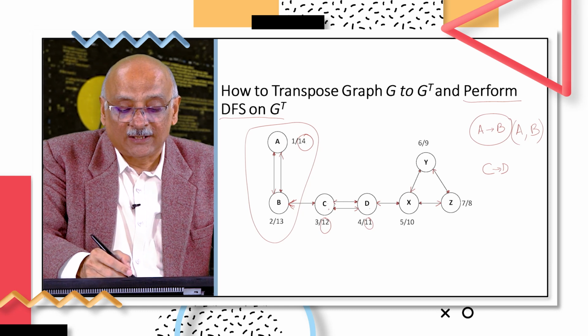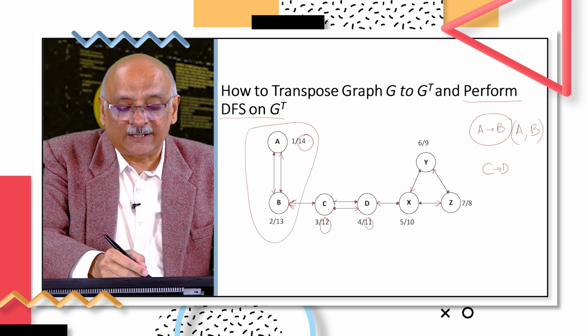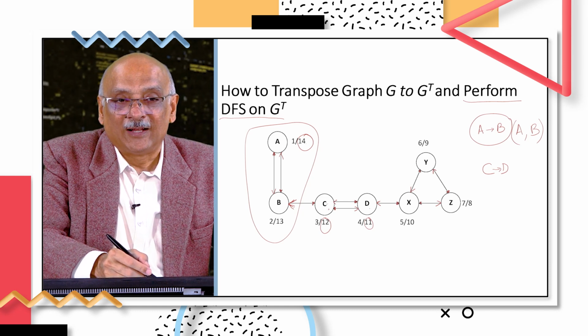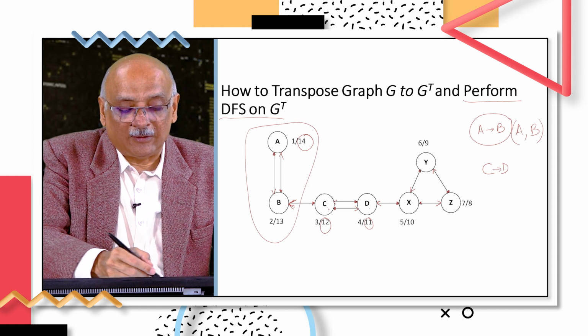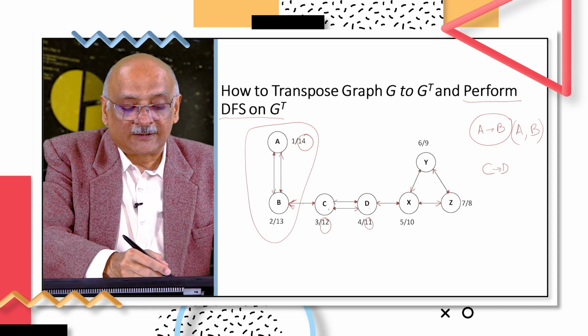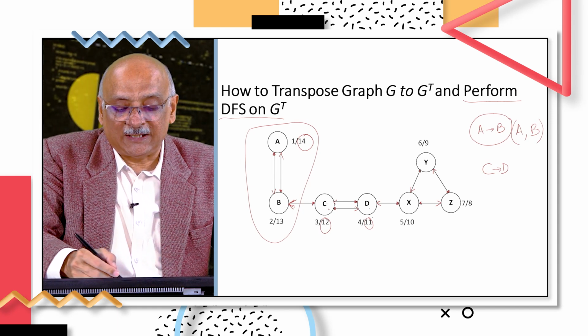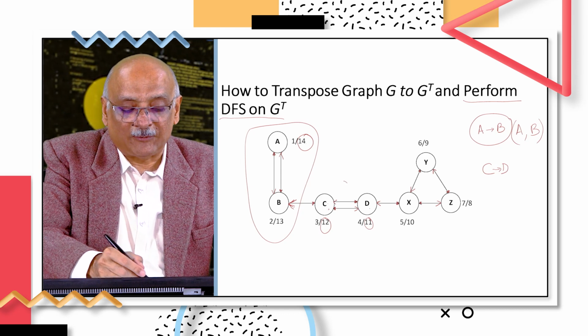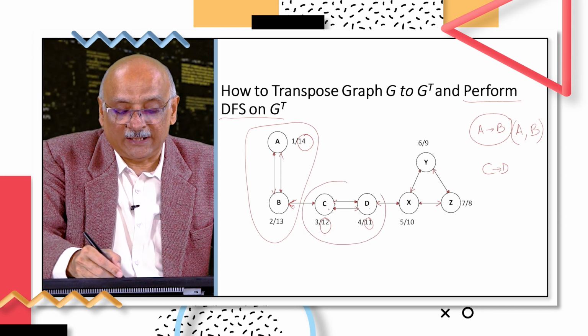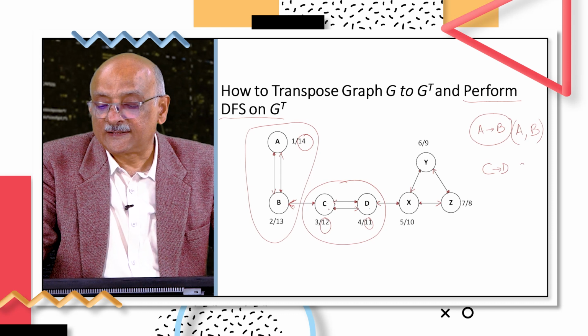Now what happens? From D, the only way out is going to C, and C has been visited. Similarly, B has been visited, everything is visited. So my depth first search once again gives me another component, CD.